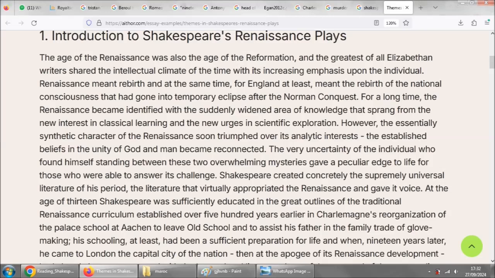At the age of 13, Shakespeare was sufficiently educated in the great outlines of the traditional Renaissance curriculum established over 500 years earlier in Charlemagne's reorganization of the palace school at Aachen to leave old school and to assist his father in the family trade of glove making. His schooling, at least, had been a sufficient preparation for life, and when 19 years later he came to London, the capital city of the nation, then at the apogee of its Renaissance development.